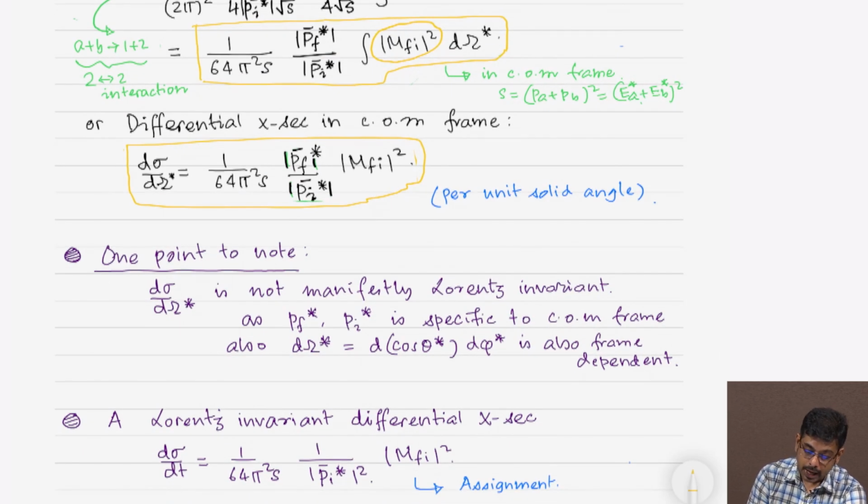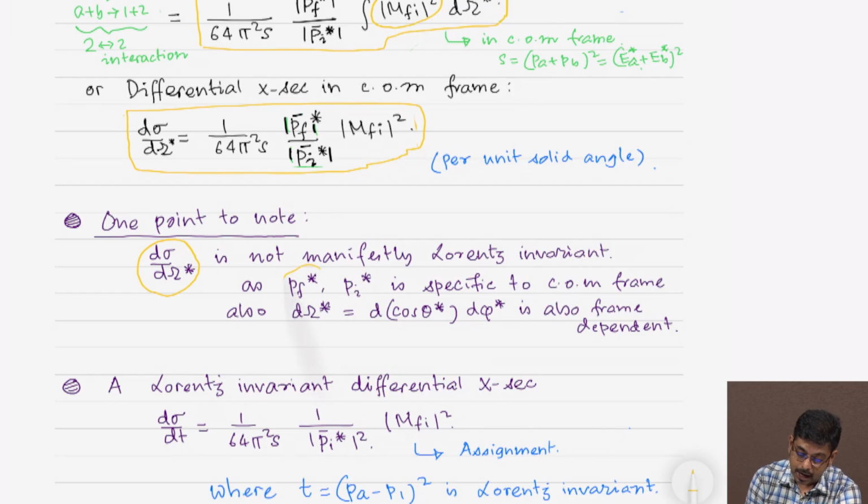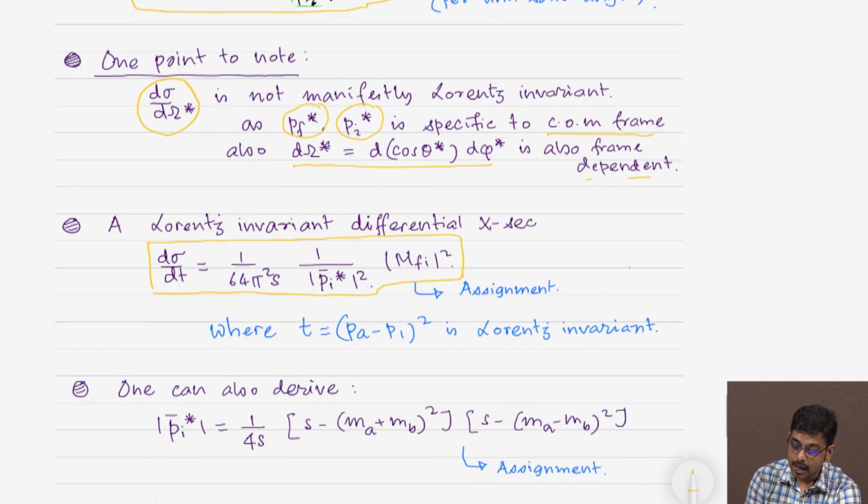One thing that you should note is that this quantity dσ/dΩ* is not manifestly Lorentz invariant, simply because this p_f* and p_i* are specific to the center of mass frame. Also dΩ* is a frame dependent quantity. So, the differential cross section is not Lorentz invariant. A Lorentz invariant differential cross section can be defined in terms of dσ/dt, which turns out to be 1 by 64π²s, |p_i|² in the denominator, with |M_fi|², and this is something that we are going to do in one of our assignments.